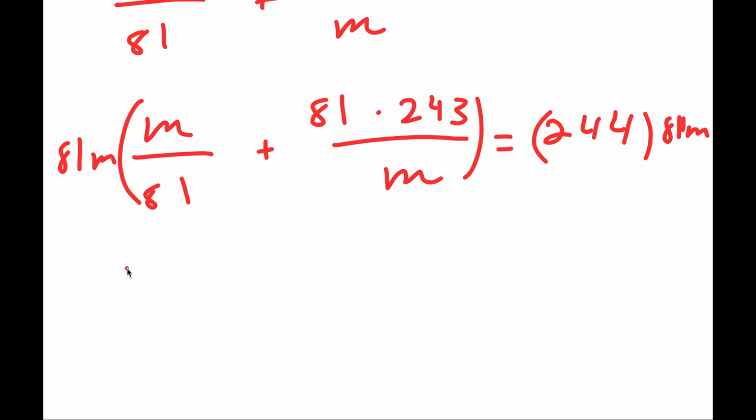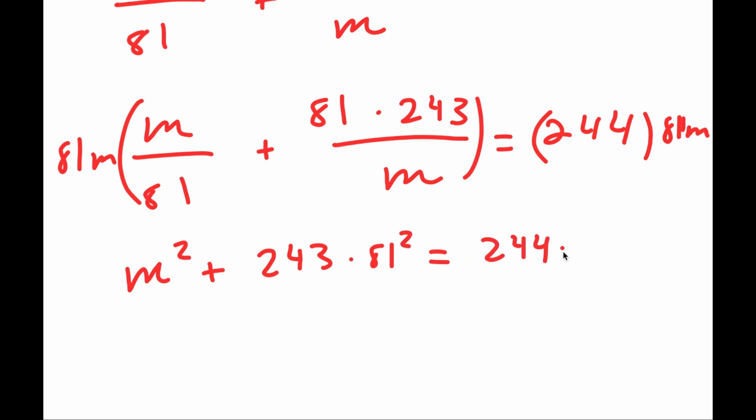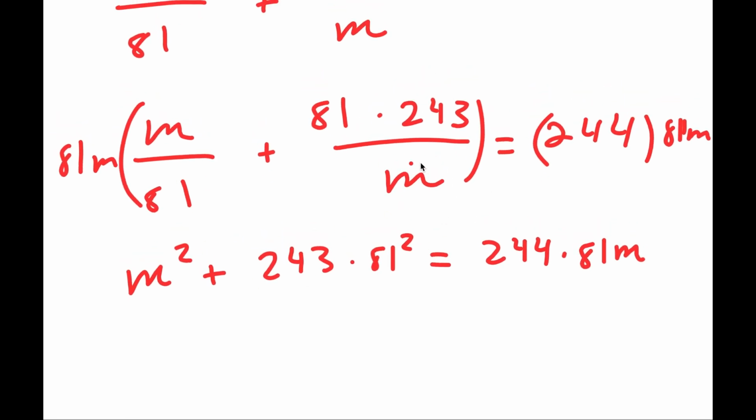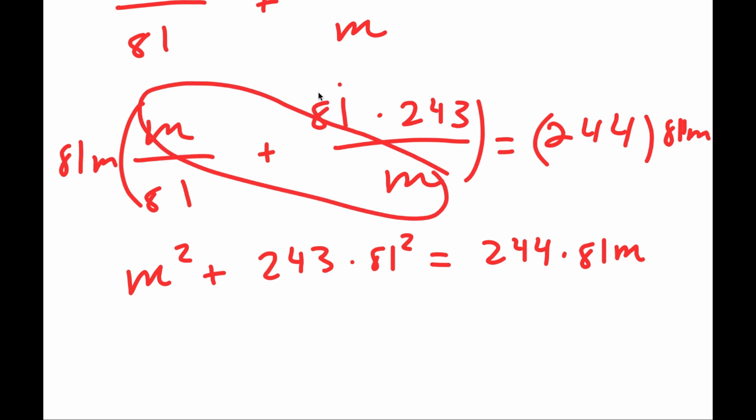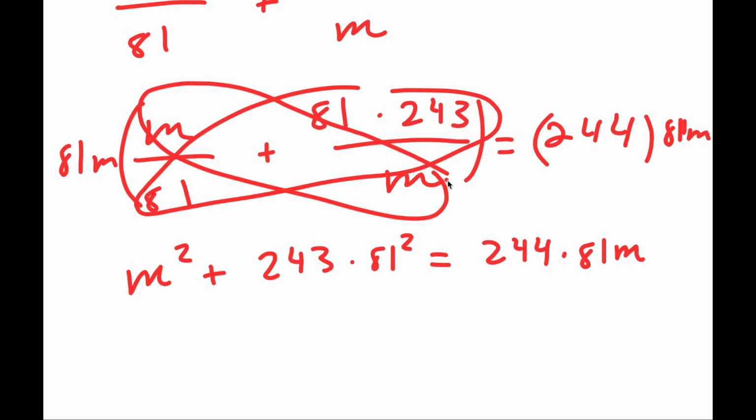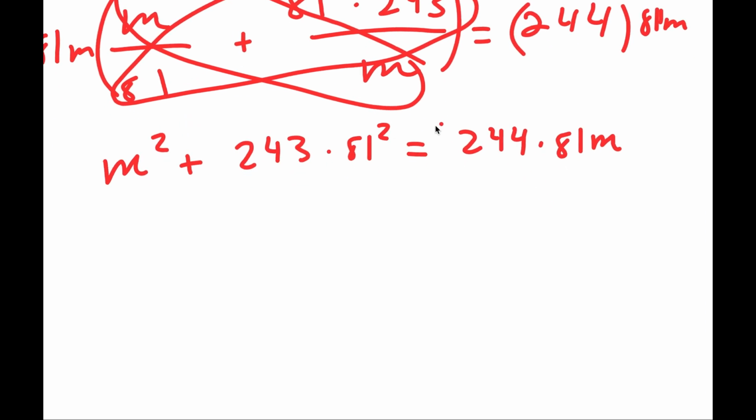So I get m squared plus 243 times 81 squared is equal to 244 times 81m. And if you're wondering how I got this, I just added these two fractions. I cross multiplied, and then because I had 81m as my denominator, I multiplied both sides by 81m to get rid of it.